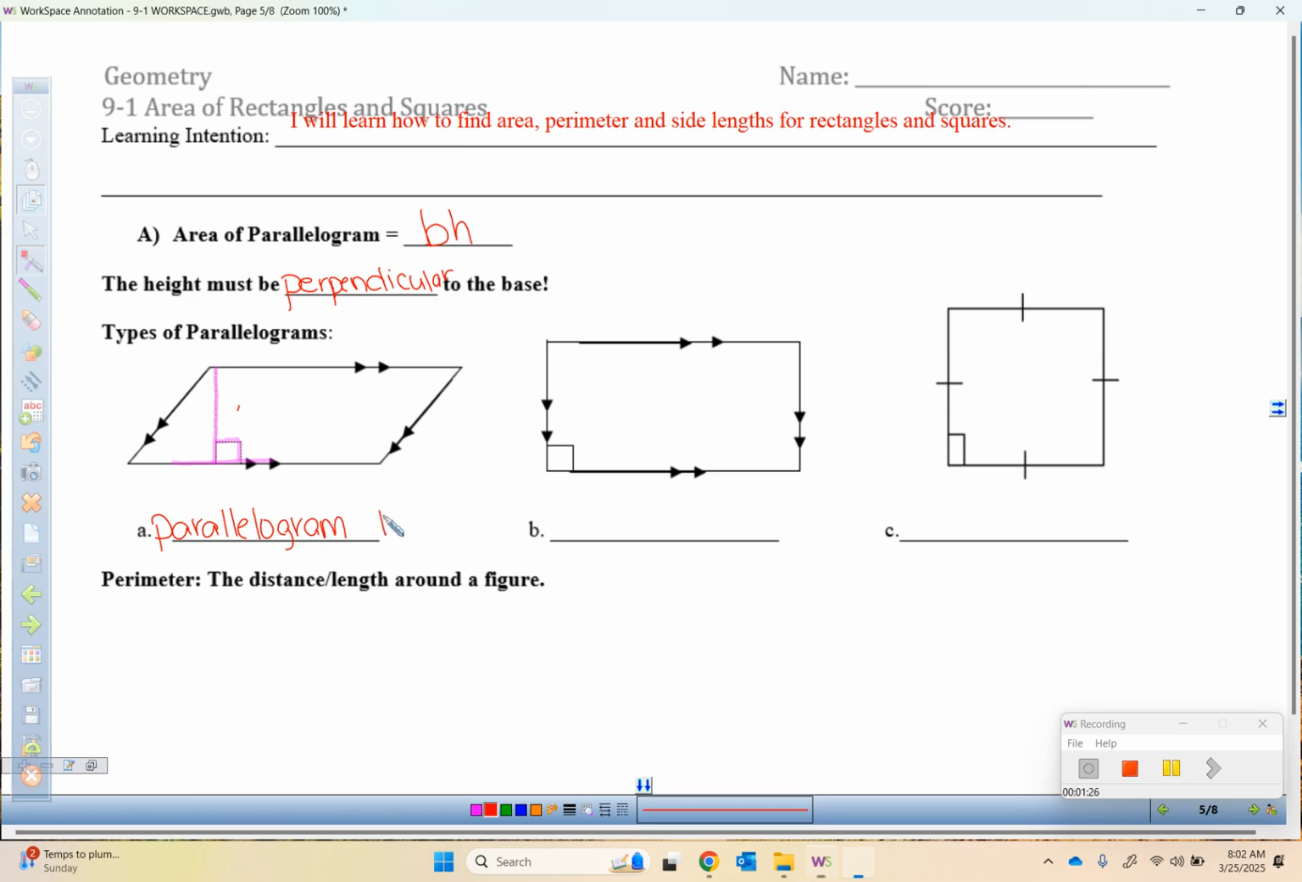Okay? The area is base times height, that we just talked about. Okay, B is a type of parallelogram, but this is a rectangle. And the area is also base times height, but we may have heard of this in the past as length times width, and that's fine. And sometimes finding the sides of a rectangle, it's easier to go by length times width.